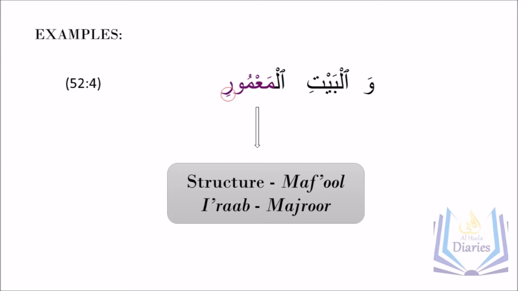Some examples. Wal bayt il-ma'mur. Ma'mur is in the Maf'ool structure, and the last sign is a kasra, which means that it is majroor in this context. Although it is in the Maf'ool structure, it is in the state of majroor.